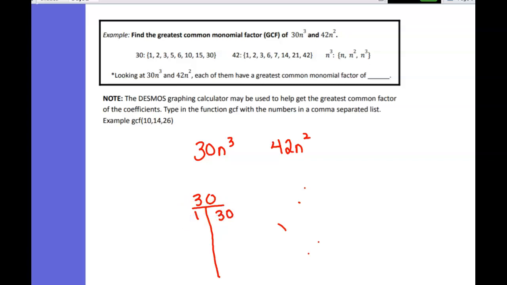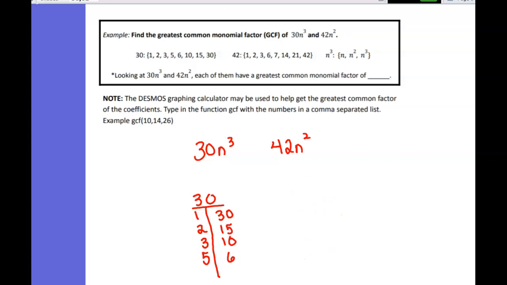Is 30 divisible by 2? Yes, it is. So 2 and 15. Is it divisible by 3? Yep, 3 and 10. 4, no. How about 5? Yep, 5 times 6. So there are my factors: 1, 2, 3, 5, and then going back up, 6, 10, 15, 30. So there are all my factors of 30.